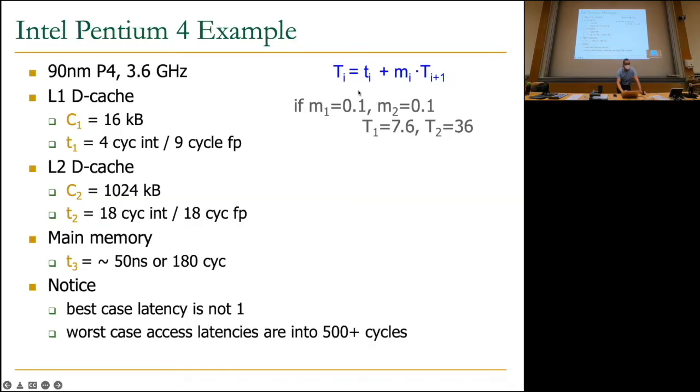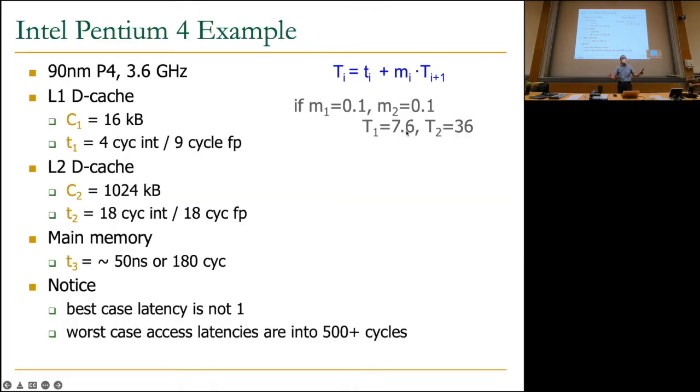Large T2 is equal to small T2, which is 18, plus miss rate from L2, 10%, times T3, meaning main memory. And we're assuming everything hits in main memory. That's another assumption, right? So basically it's 18 plus 180 times 10%. That's 36. Now you plug this into the large T1 equation. So large T1 equals small T1, which is 4, plus 10% times 36. That's 4 plus 3.6, so 7.6.